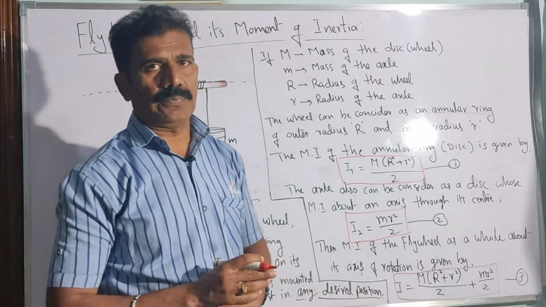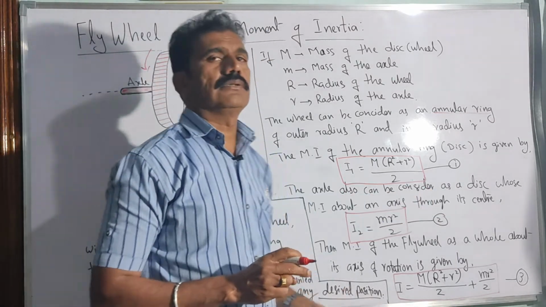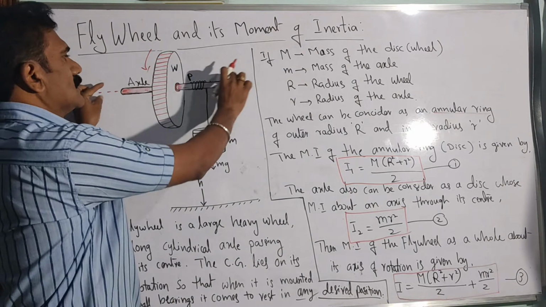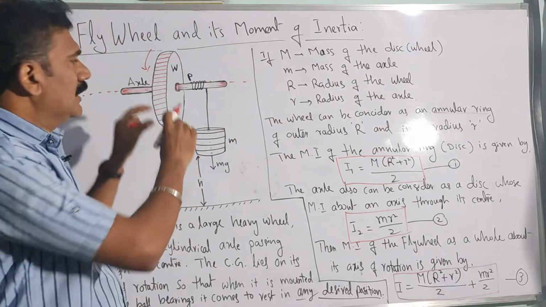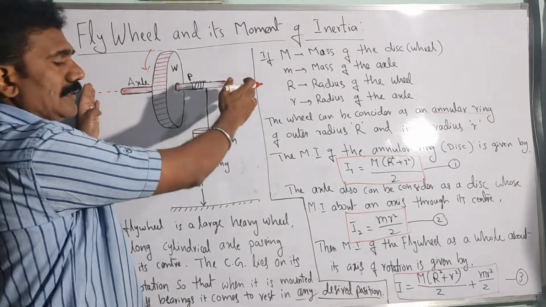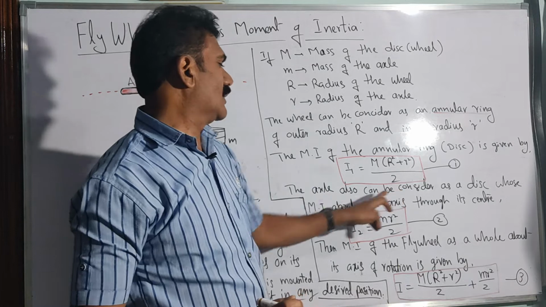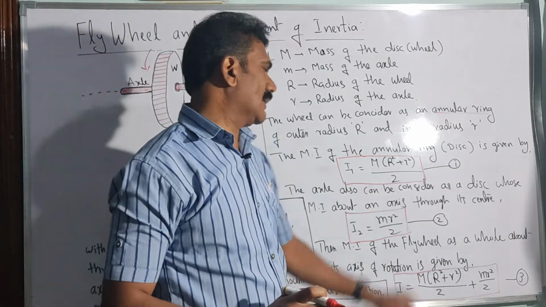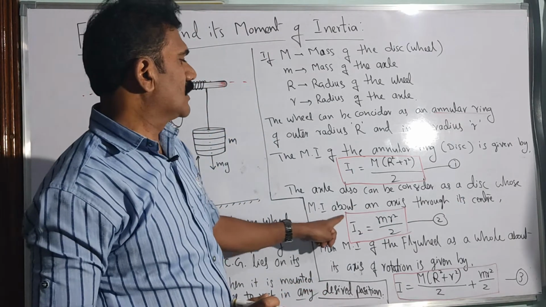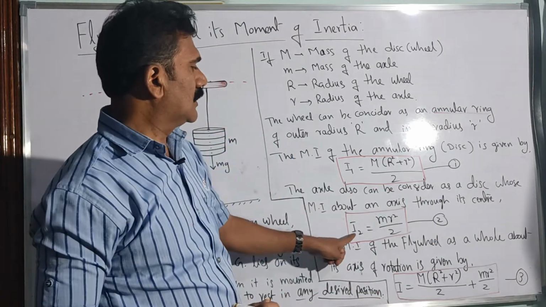Now the axle also can be considered as a disc. Consider separately what that axle is. The axle also looks like a disc with some length, but the moment of inertia formula will be the same. So if you consider the axle as a disc, the moment of inertia about the axis of rotation through the center is again given by, let it be I2 now.